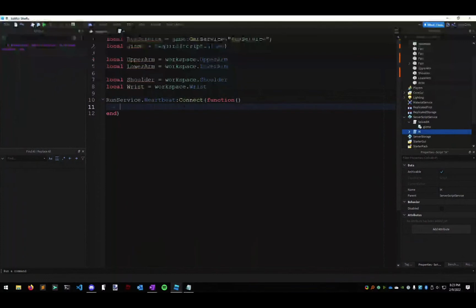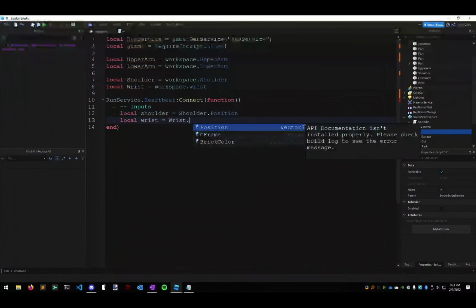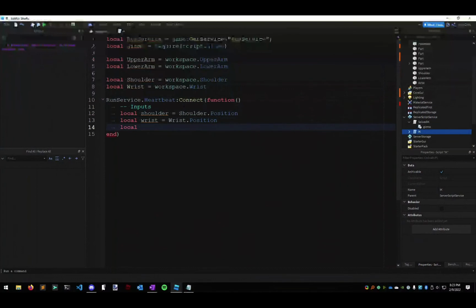So let's think about our inputs for the problem. Let's see, we want the position of the shoulder. We want the position of the wrist, and then the lengths of the upper and lower arm.